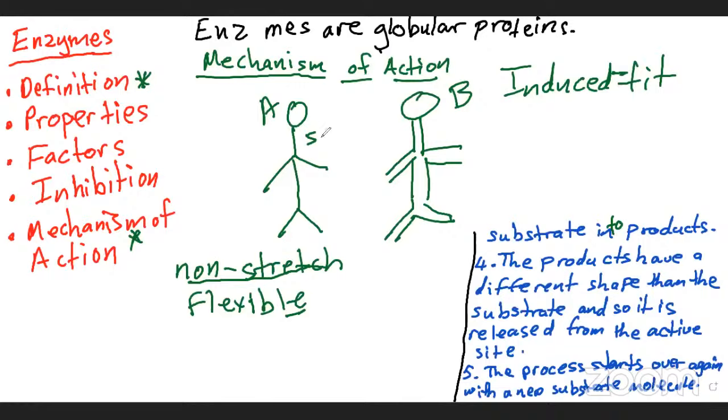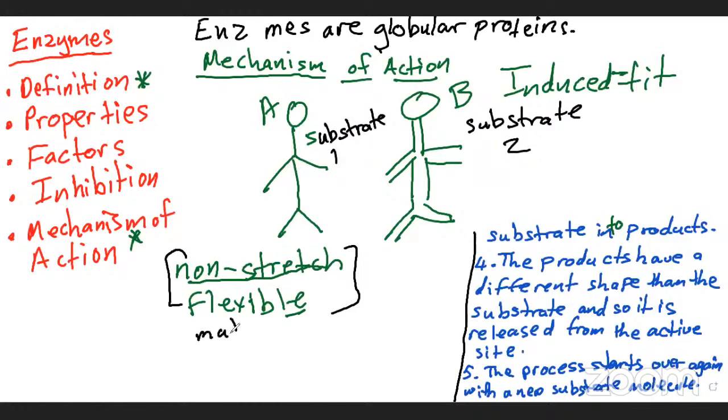So the persons, they are the substrate. Substrate one, substrate two. But it doesn't matter how they shape the enzyme. So the material that is flexible, the flexible material, that is the enzyme. So it will fit either person because it will just change its configuration to fit the person.